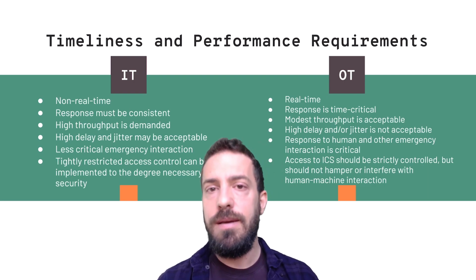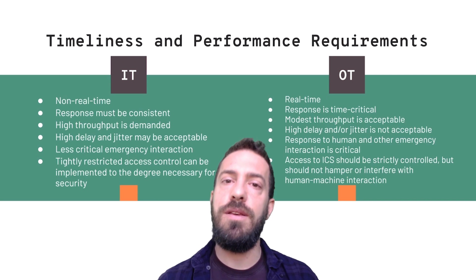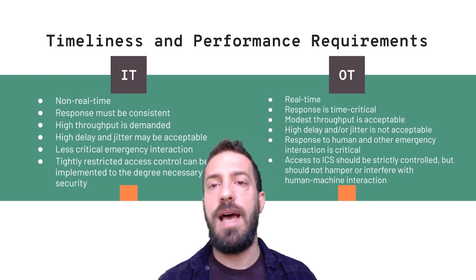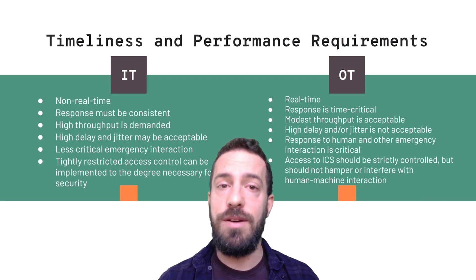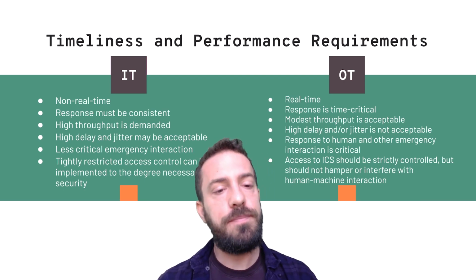In the OT, you have guarantees, right? Because in the operational technology environment, you're controlling a physical process. If something has to be controlled every 1 millisecond, you have to ensure you control the response within 1 millisecond.